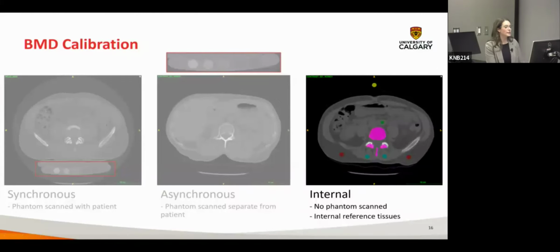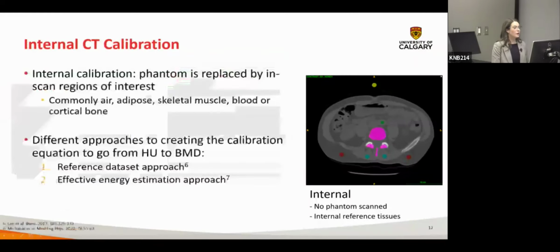A key advantage is that the scanner instability effects are smaller, since the regions of interest, these little colors that I've shown here, are selected closest to the bone of interest instead of from the phantom, which would be positioned below the subject. So it's one of the advantages, and it is truly opportunistic. With internal CT calibration, there's actually a couple different ways to do it. The phantom is replaced by the scan regions, and commonly used ones, like I mentioned, are air, adipose, skeletal muscle, blood, or cortical bone.